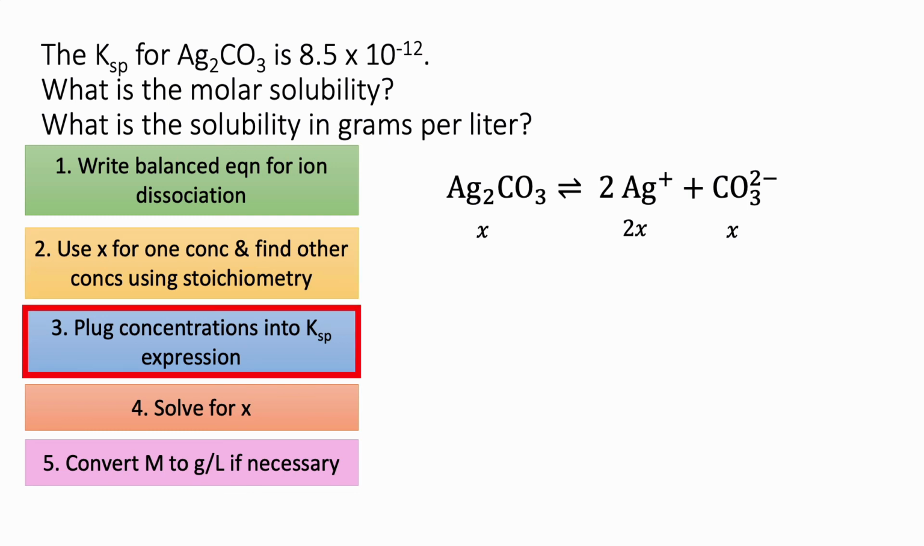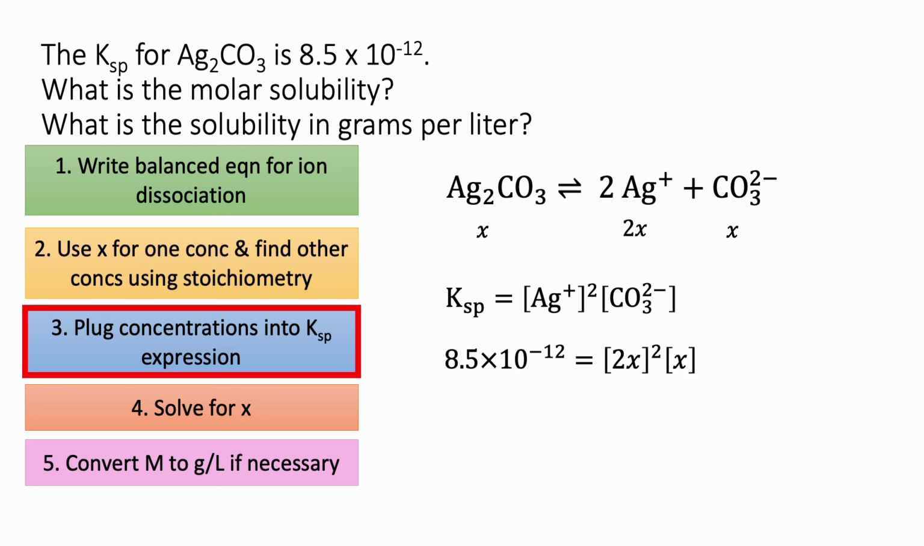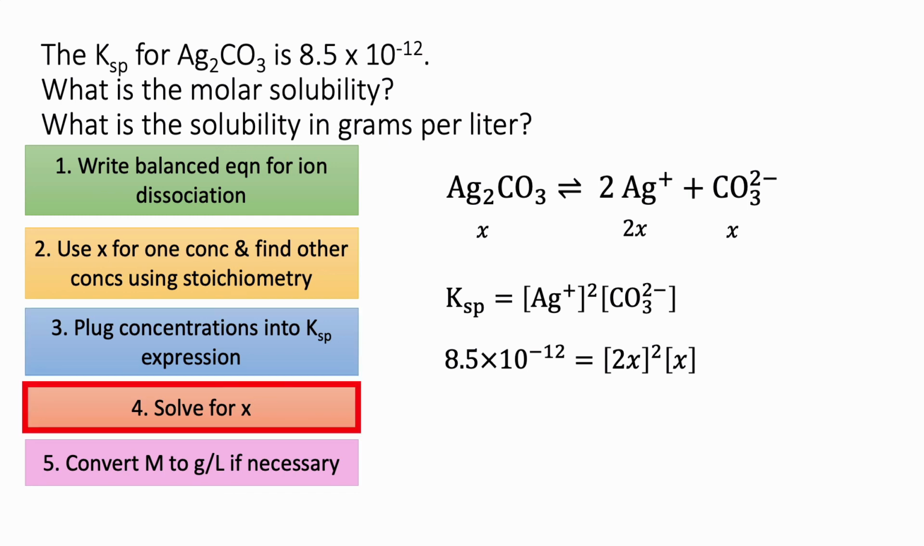Let's plug those concentrations into our KSP expression. So here's our KSP expression. It's going to be silver concentration squared times carbonate concentration. So we plug in our value for KSP that we're given, 8.5 times 10 to the minus 12th, set that equal to the silver concentration squared, so that's 2X squared, times the carbonate concentration, X. Now we're going to solve for X.